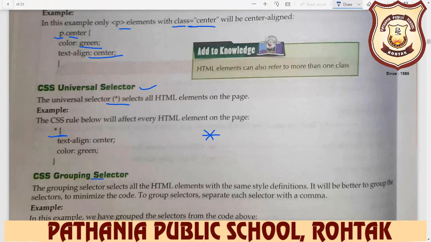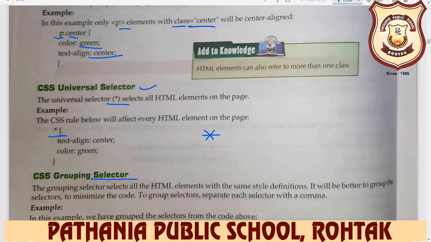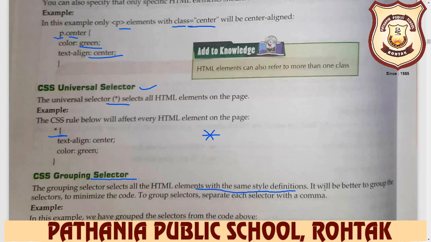And your fifth selector is the CSS grouping selector. In the CSS grouping selector, you add two or more elements together. The grouping selector selects all the HTML elements with the same style definition. It is better to group the selectors to minimize the code. To group selectors, separate each selector with a comma. For example, you want to write H1 and H2, then you separate them with the comma operator.